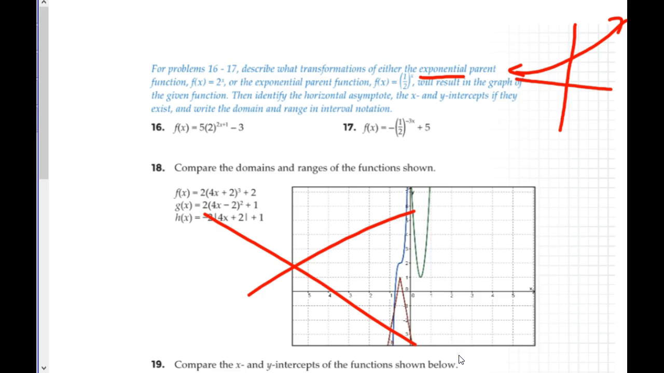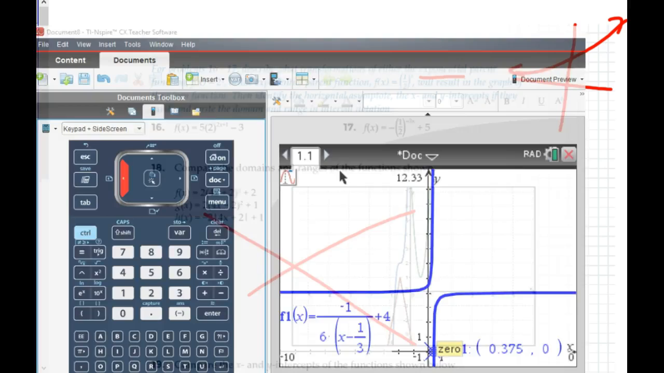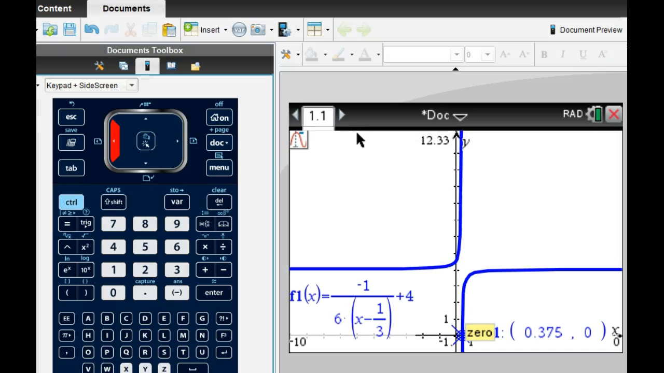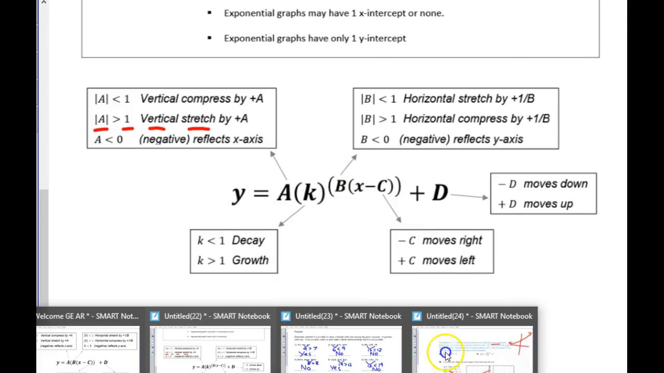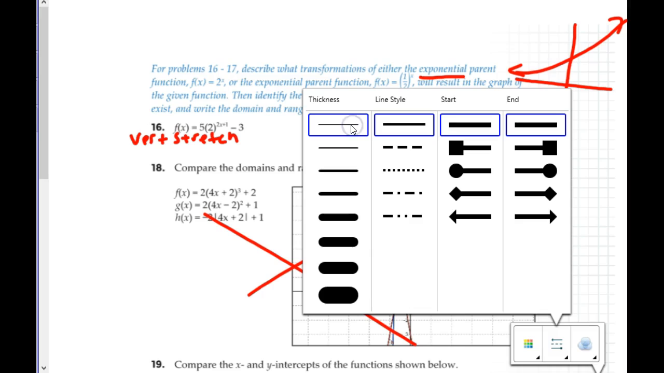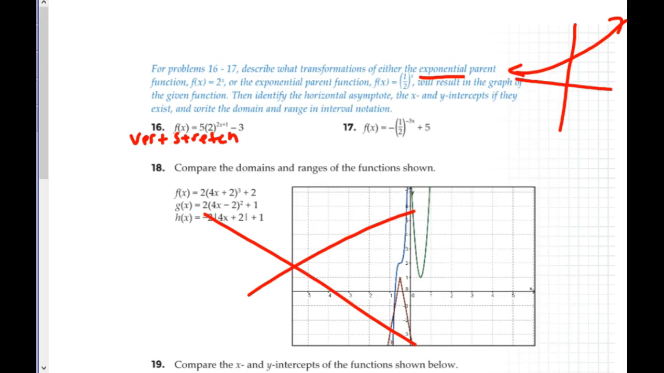Got a up front, so if a is 5, A is 5, greater than 1. That's a vertical stretch. Vert stretch. Okay. And once again, there's supposed to be parentheses in there, so sorry about that. This is supposed to be 2 parentheses x plus 1.